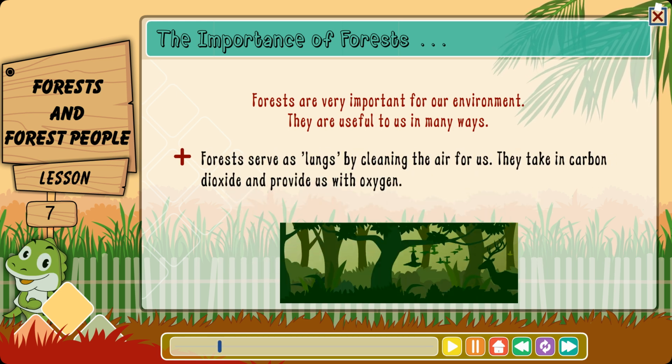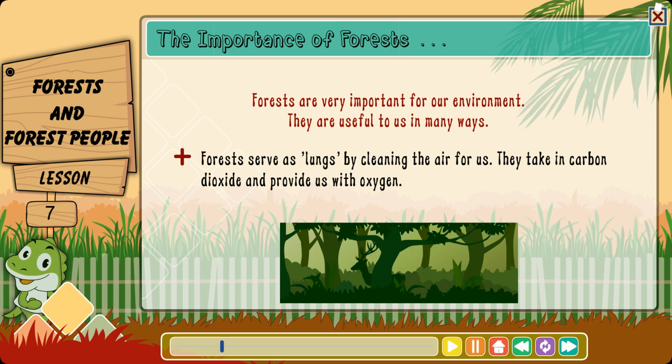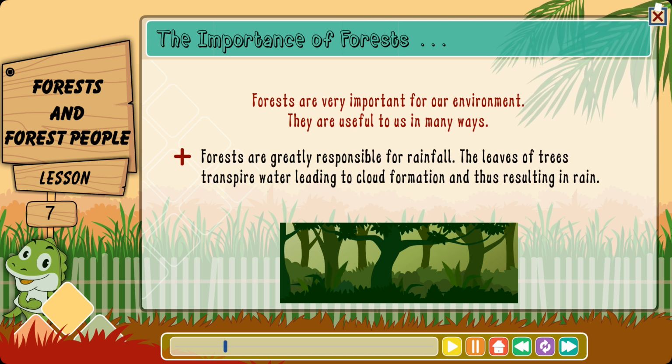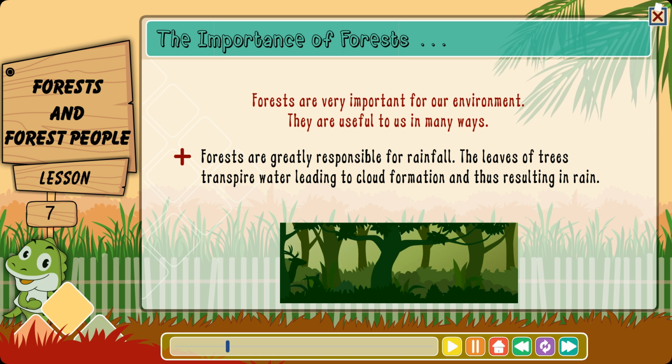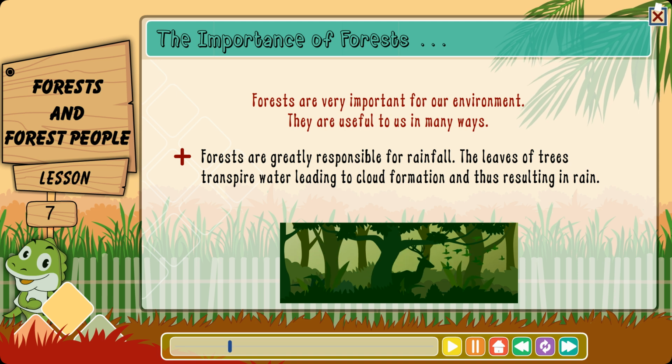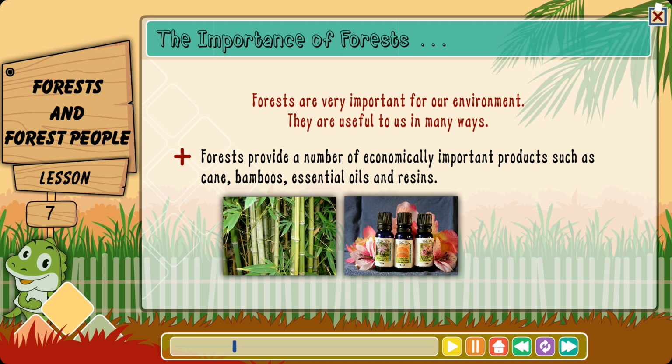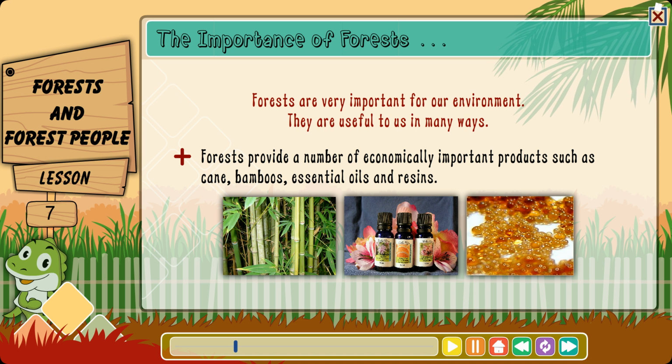Forests serve as lungs by cleaning the air for us. They take in carbon dioxide and provide us with oxygen. Forests are generally responsible for rainfall. The leaves of trees transpire water, leading to cloud formation and thus resulting in rain. Forests provide a number of economically important products, such as cane, bamboos, essential oils, and resins.